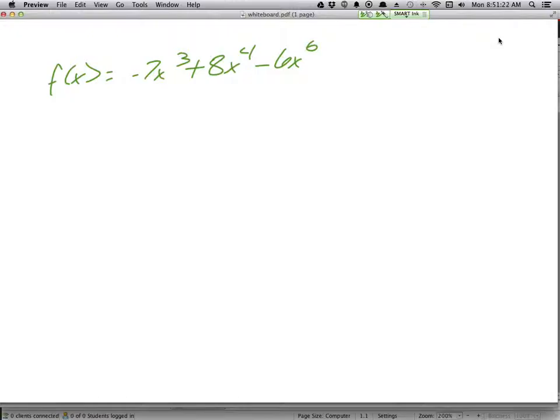Okay, f of x equals negative 7x cubed plus 8x to the fourth minus 6x to the sixth. Cameron, what do you think? It's going up 8. Say it again. The coefficient says it's going up 8.